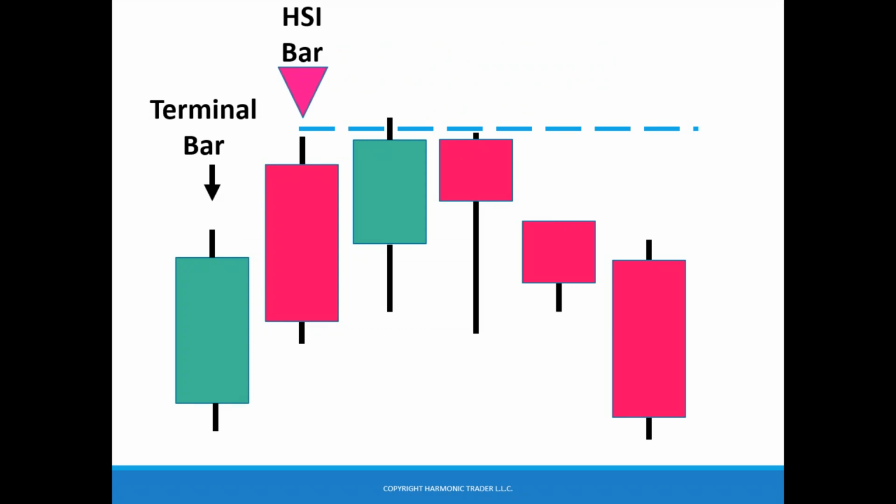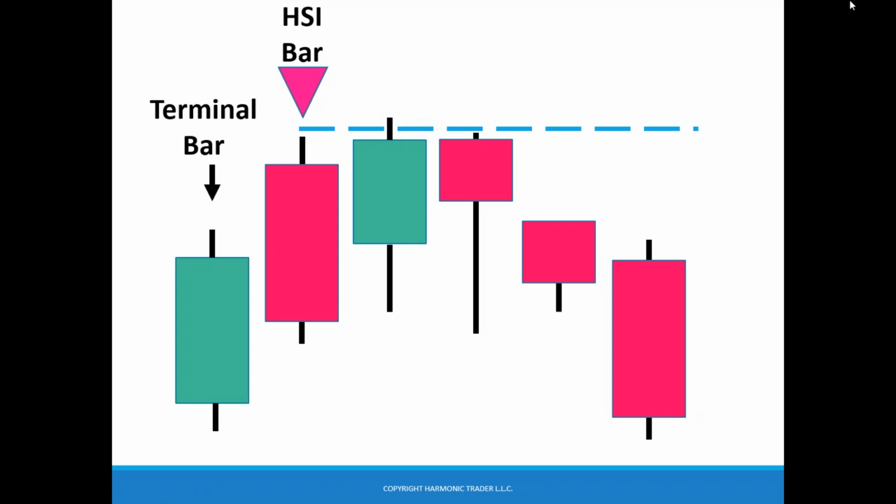Now it looks like this, and you're going to see it on your harmonic pattern collection chart, where it generates the arrow, and it will generate the arrow on the close of the bar. So you'll get the arrow and you'll get the signal where the bar will typically close here. And again, this is where it checks back and retests the extreme high of that bar. So we look for pattern completion here at terminal bar. There's HSI. Now we're looking for the opportunity to the right.